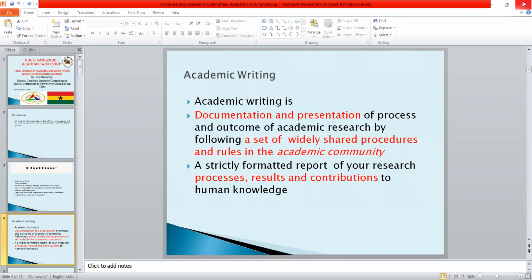What you are writing is going to be documented. If you have the opportunity, you present it. But whilst you write and present, it must follow a shared procedure and rules within the academic community. That is the reason why when you write a paper, you don't just send it to the journal and they tell you the next day it is published. It must go through a series of processes to ascertain whether it fits to be part of the academic community or not.